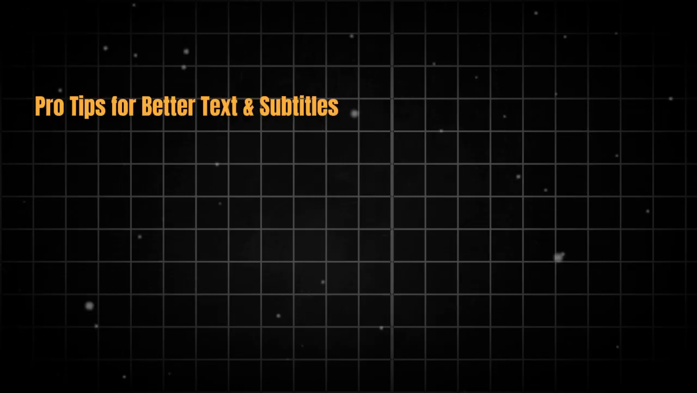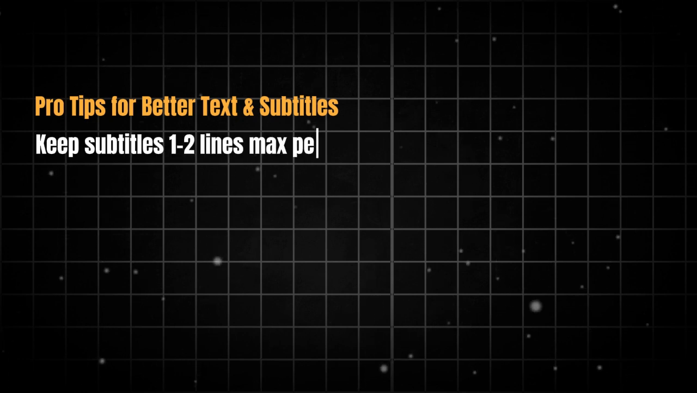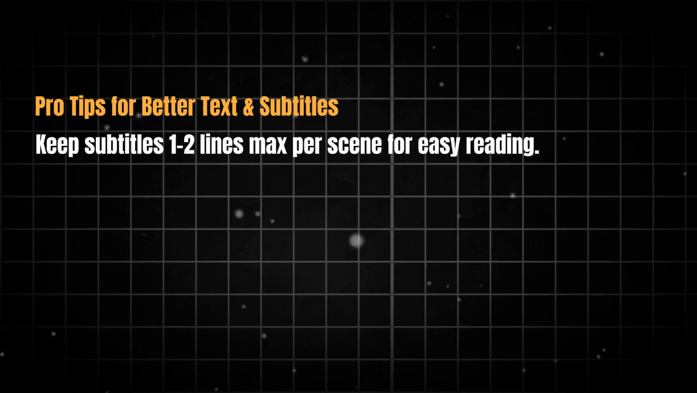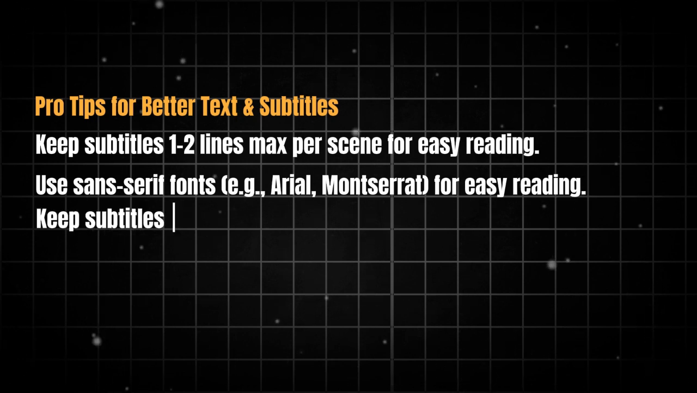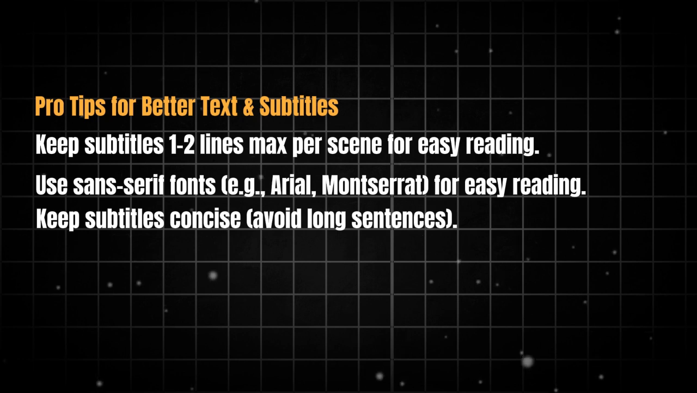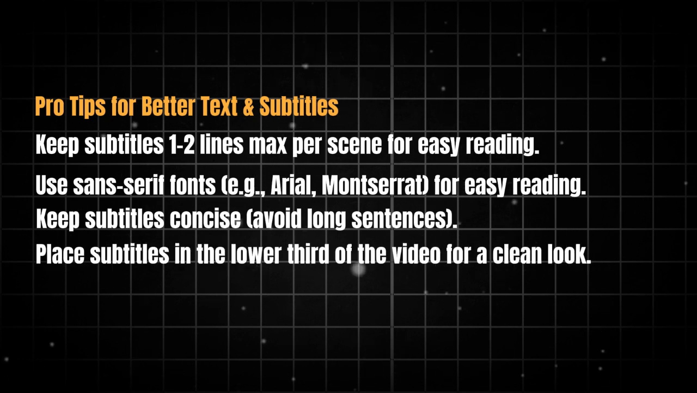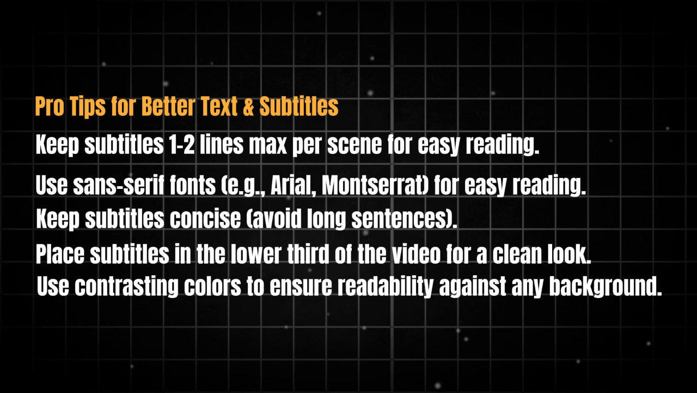Pro tips for better text and subtitles. Keep subtitles 1 to 2 lines max per scene for easy reading. Use sans serif fonts, for example, Arial, Montserrat for easy reading. Keep subtitles concise, avoid long sentences. Place subtitles in the lower third of the video for a clean look. Use contrasting colors to ensure readability against any background.